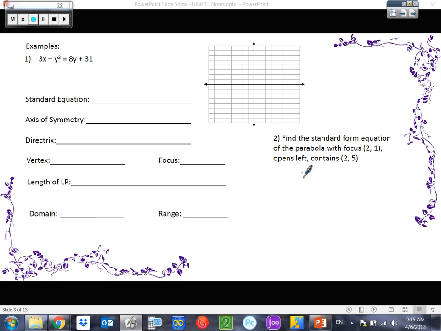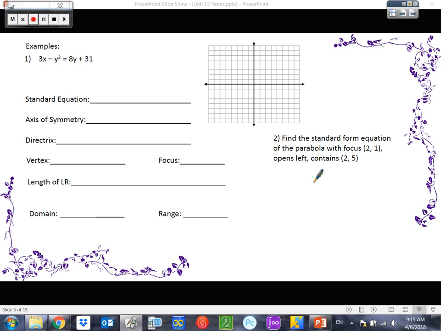So we have really two focuses today. One focus is to graph a parabola and find all the parts of a parabola. And the other focus is to write the equation of a parabola from information that we're given. So those are our two focuses. We're going to start with graphing first.